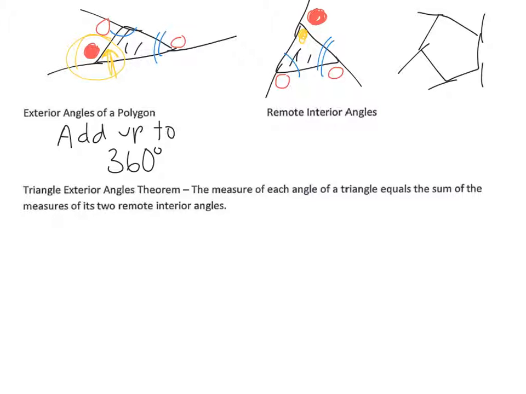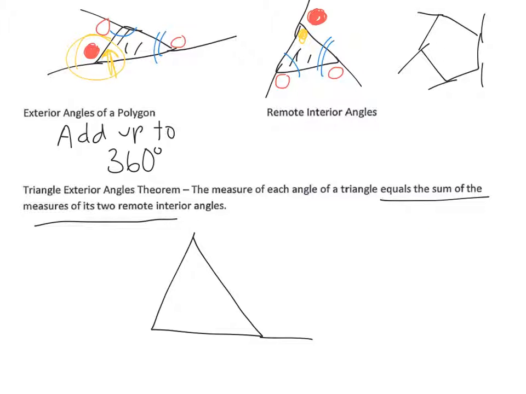So the triangle exterior angle theorem says the measure of each exterior angle of a triangle equals the sum of the measures of its two remote interior angles. It's kind of a lot of wording, but here's what it looks like in a picture. So if you have this exterior angle, this angle is equal to this angle plus this angle. So angle 3 is equal to the measure of angle 1 plus the measure of angle 2.